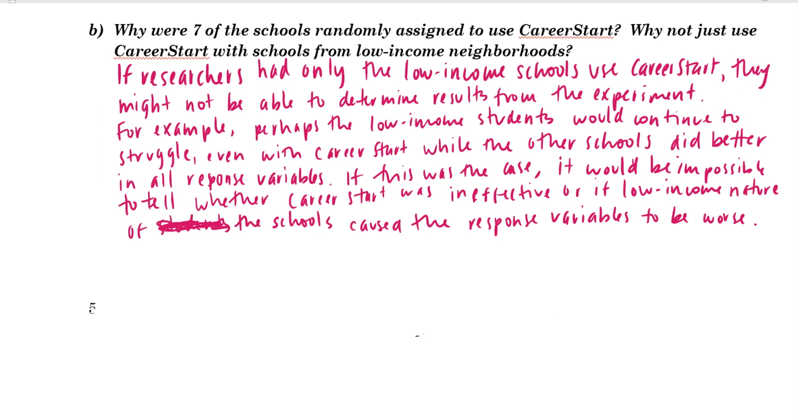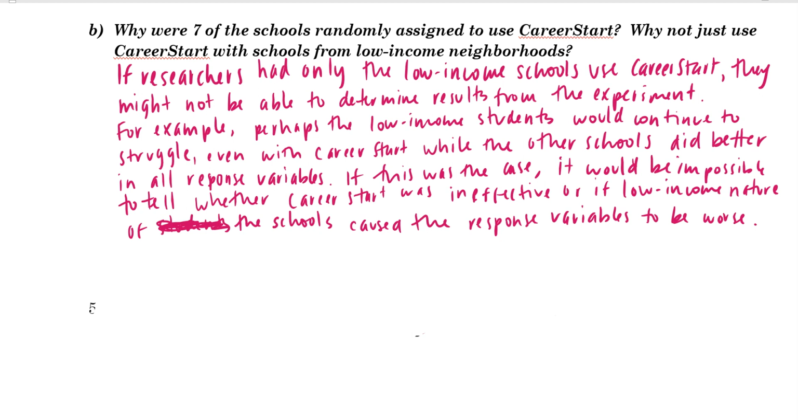The unfortunate truth of our society at this point is when you have a high income school, those schools tend to have better test scores, better attendance, better graduation rates, etc. So let's say I did this experiment and I gave Career Start to only the low income schools. Well, at the end of the day, what if, for example, the low-income schools still didn't do as well in school attendance, test scores, level of engagement, and graduation rate as the high-income schools? Then what am I going to conclude? Well, I'm going to conclude Career Start didn't work, when in reality, maybe it did work.